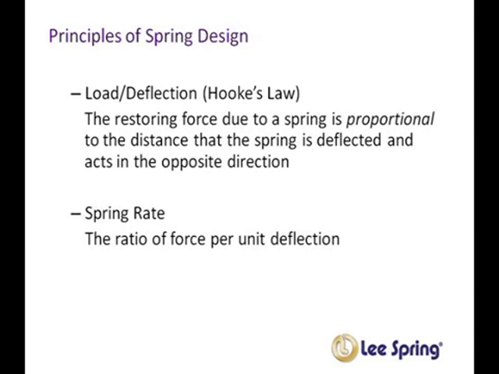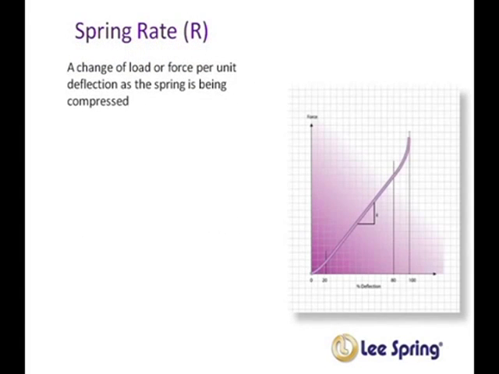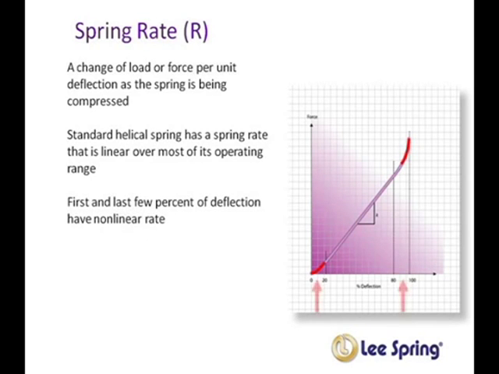Let's take a further look at spring rates now. Spring rate is a change of load or force per unit deflection as the spring is compressed. As an example, spring rate may be specified as the amount of force to move a spring 1 inch. A standard helical compression spring has a spring rate that is essentially linear over most of the operating range. The first and last few percent of the spring's deflection has a nonlinear rate.